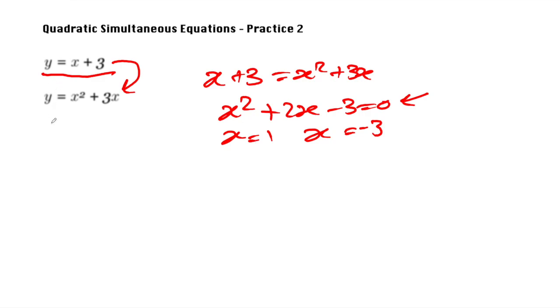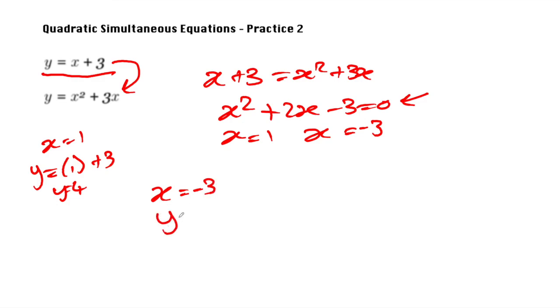You could also factorise this, normal factorisation. That would also work. So then we put x equals 1 and we find the y value. So if x equals 1, y equals 1 plus 3, so y equals 4. And then the other one, x equals minus 3, y equals minus 3 plus 3, y equals 0.